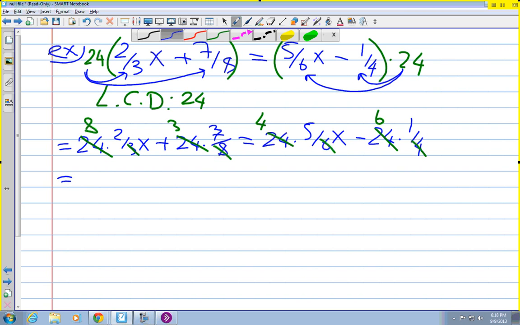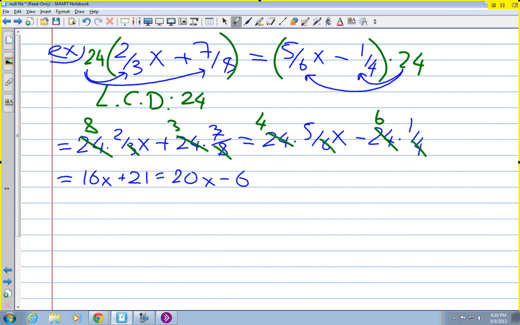We're left with 8 times 2 is 16x plus 3 times 7 is 21 equals 4 times 5 is 20x minus, which appears to be 6. So that's the big thing here. Every time you're faced with a problem, with an equation that has fractions, clear them up. Okay? It'll make your life a whole lot easier.